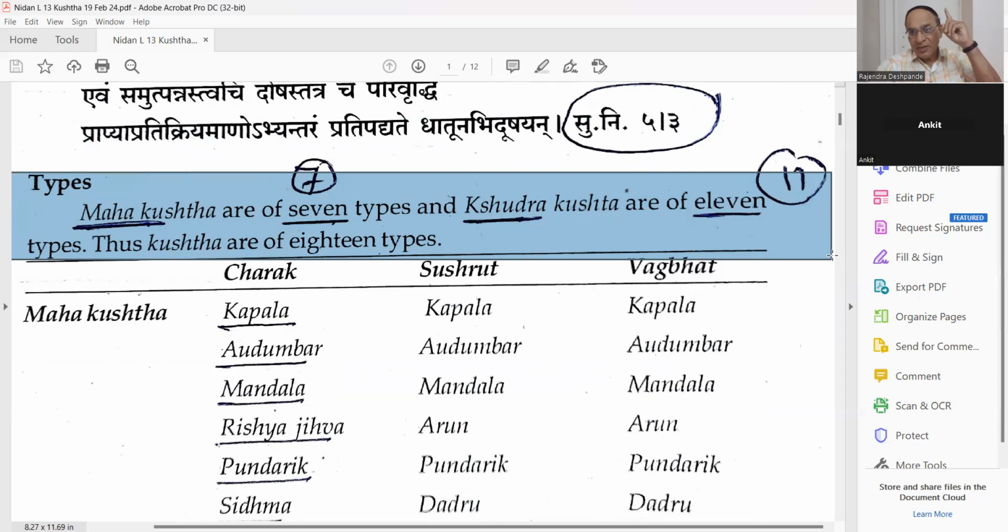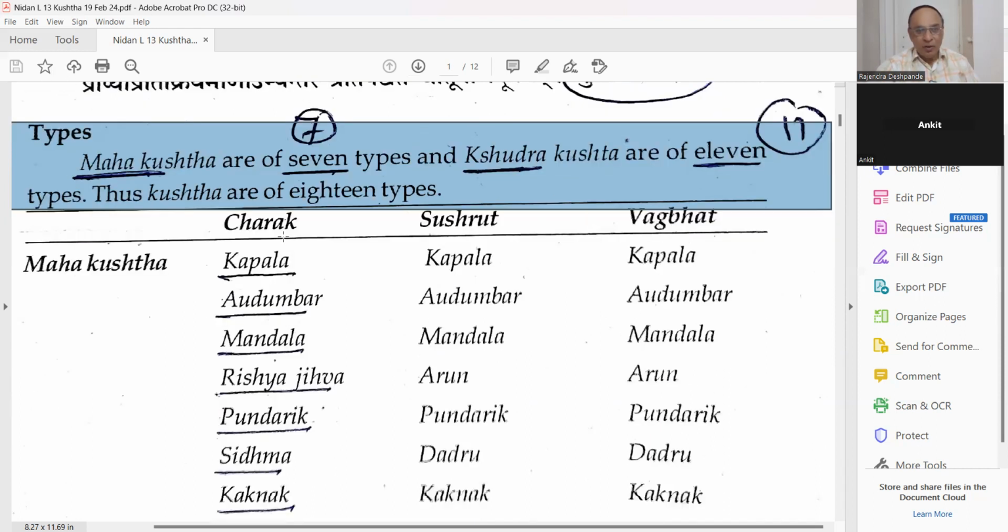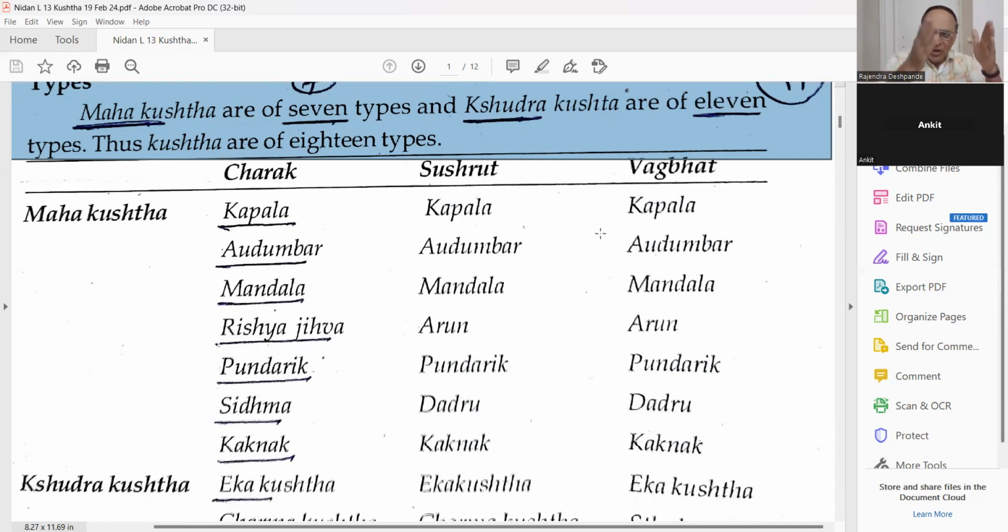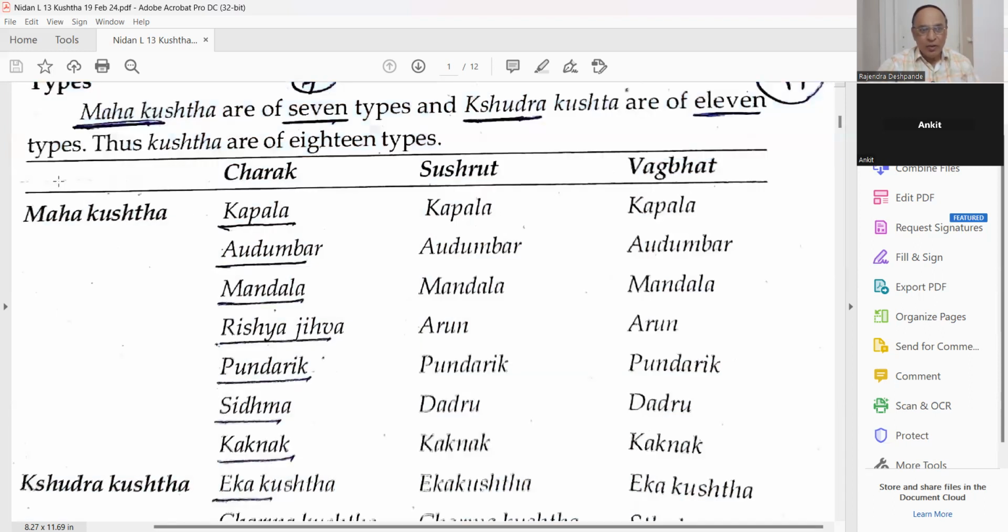AIPGET, entrance examination for MD and MS. You will have to write down Mahakushta 7, Kshudra 11. MCQ question. Whenever there is a number, it's an MCQ. Whenever there is a definition, it's an MCQ. Whenever there are types, MCQ. And especially for AIPGT, this chart is important because there is a comparison of Charaka, Sushruta, and Vagbhata. For UG students, I will request that you remember only the Charaka. Forget the rest at the moment. In the first round of study, you remember these names because they are also a little bit complicated.